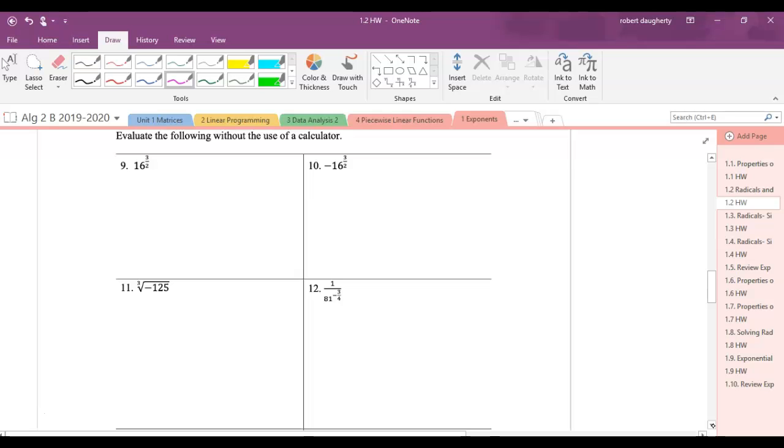Evaluate without a calculator. 16 to the 3 halves. This is the square root of 16 cubed. What's the square root of 16? That's 4. Cube that and you get 64.